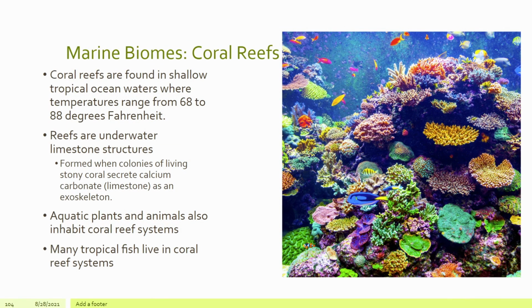So looking at marine biomes, we can't leave out the coral reefs. Coral reefs are found in shallow tropical ocean waters where temperatures range from 68 to 88 degrees Fahrenheit. They're underwater and mainly limestone structures, generally formed or left over from colonies of living stony coral creatures. They secrete calcium carbonate as their exoskeleton, and when those creatures die, they leave their exoskeleton behind. Aquatic plants and animals can also inhabit coral reef systems, and a lot of the coral is still living. There are also many tropical fish that live in coral reef systems.